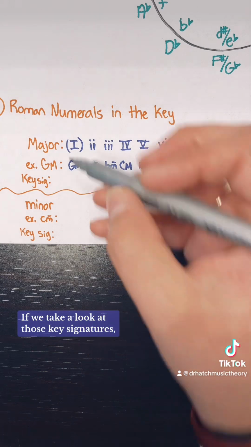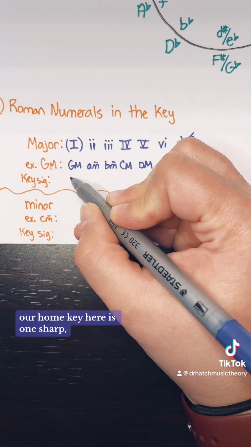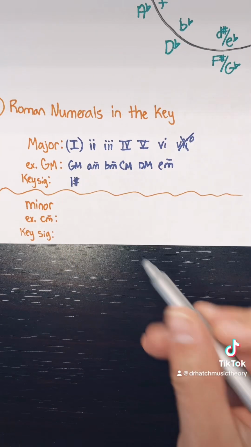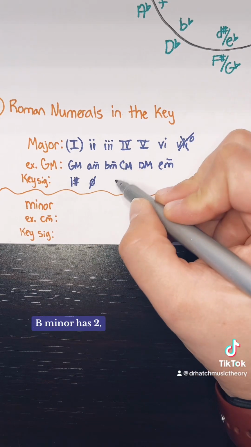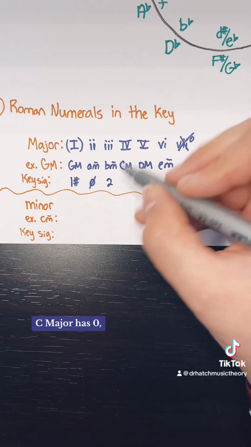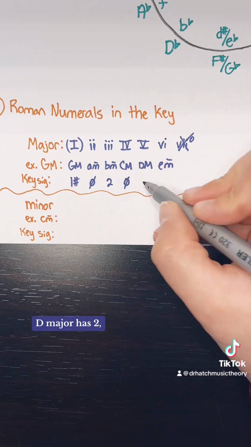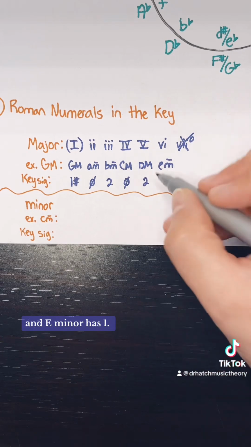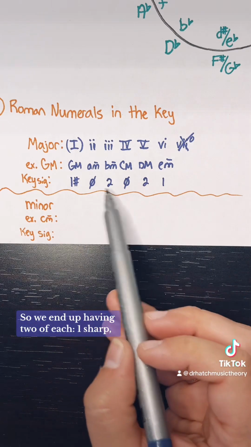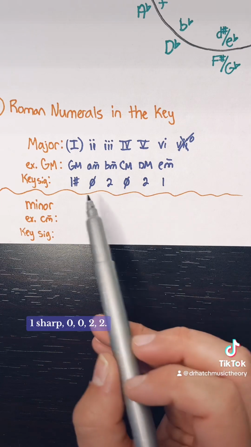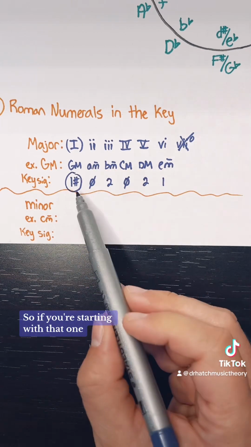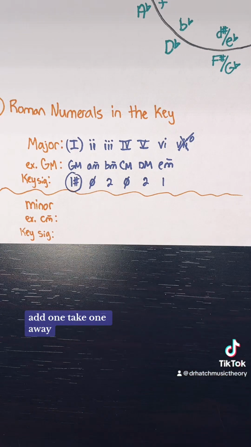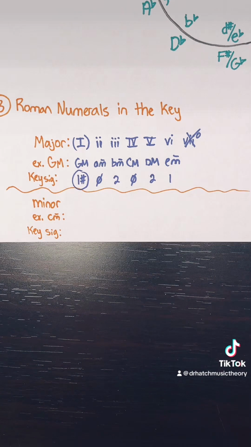If we take a look at those key signatures, our home key here is 1 sharp. We have 0 flats and sharps. B minor has 2, C major has 0, D major has 2, and E minor has 1. So we end up having 2 of each, 1 sharp, 0, 0, 2, 2. So if you're starting with that 1, add 1, take 1 away, and you'll have 2 of each.